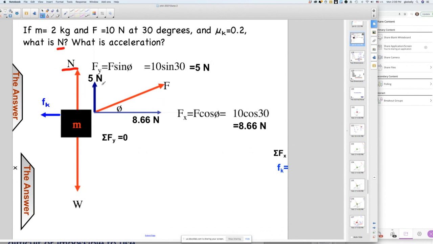All the forces in the y direction: there are 2 up, the normal force and the 5, those 2 are up, and there's 1 down, the weight. And what this tells you is that the normal force is no longer equal to the weight. It's less than the weight.